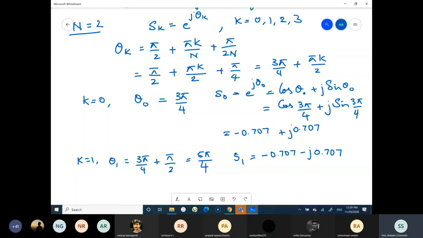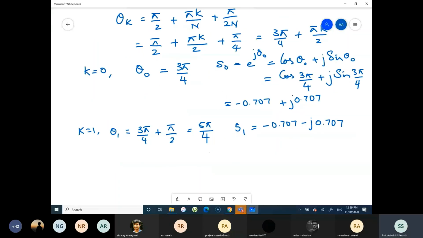Similarly, for k equals 2 and k equals 3, we can go on finding the values. But let's locate the poles first on the S plane. You just have to find the first n poles for your transfer function. You don't need the remaining, so I don't have to calculate for k equals 2 and 3 here.